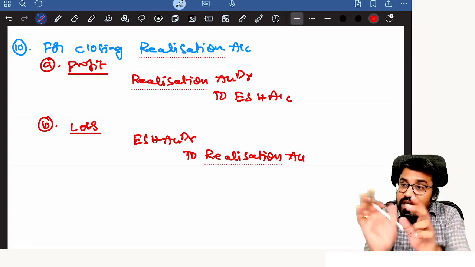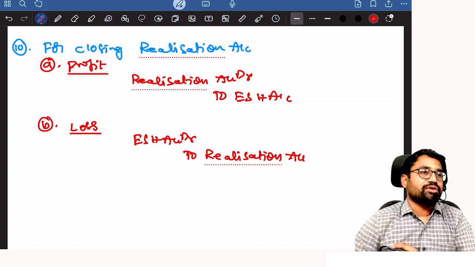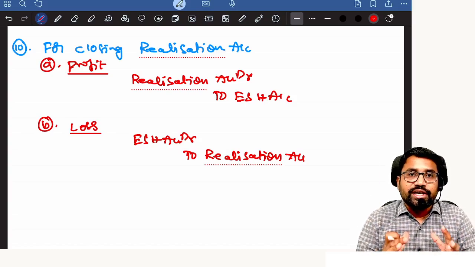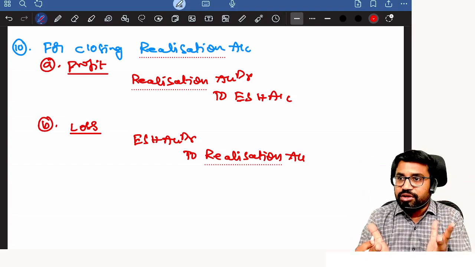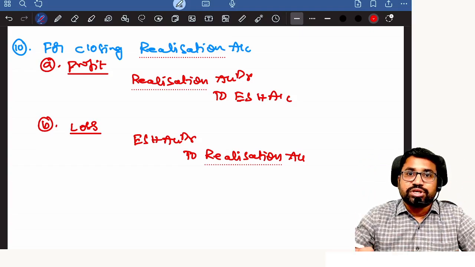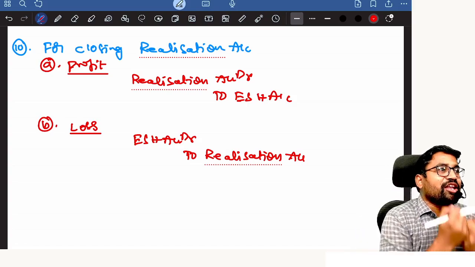Whatever the profit or loss came, that belongs to equity shareholders. That means indirectly what we want to say is, at the time of amalgamation, being a transferor company, I am closing my books. In this process, ultimately, what is my gain or loss?